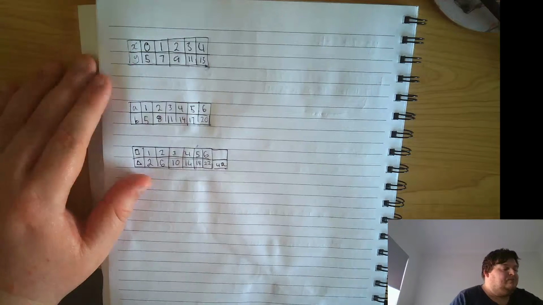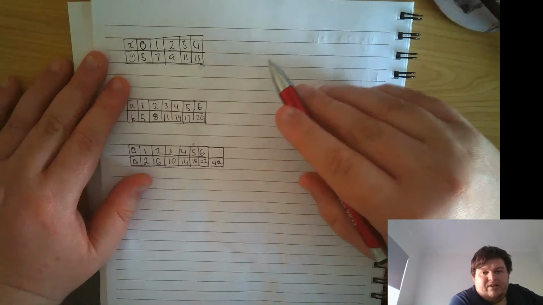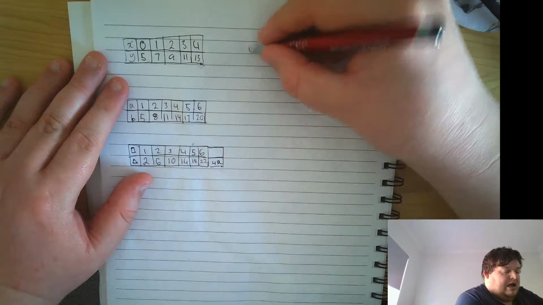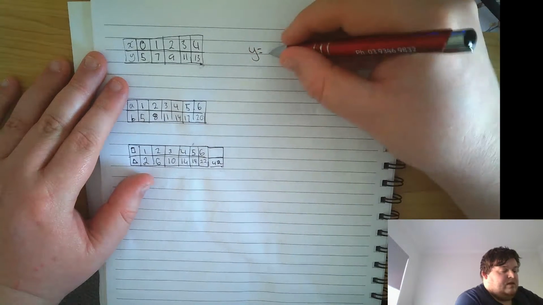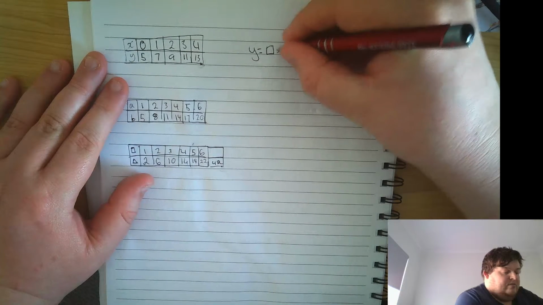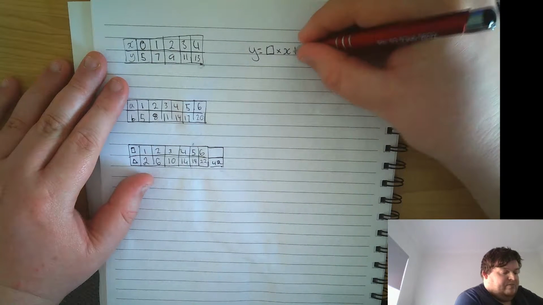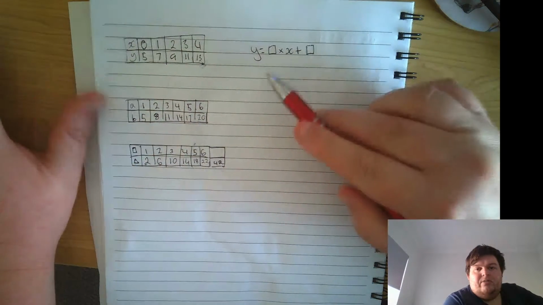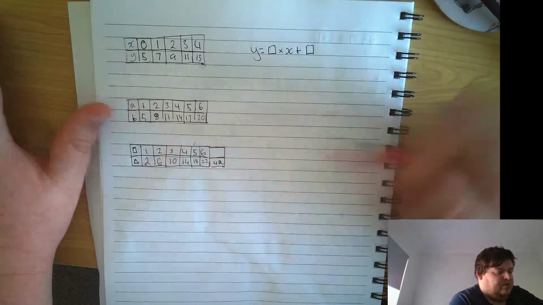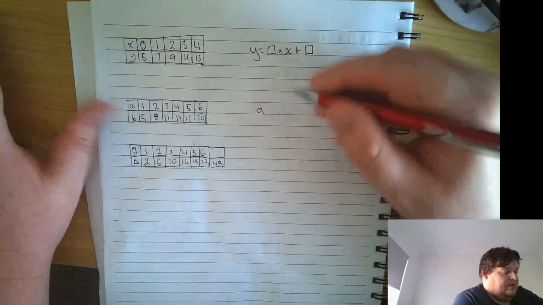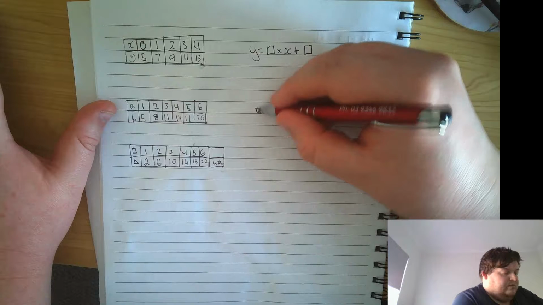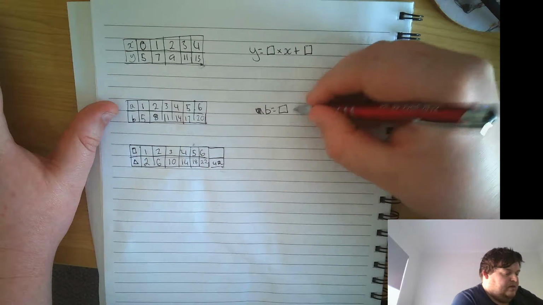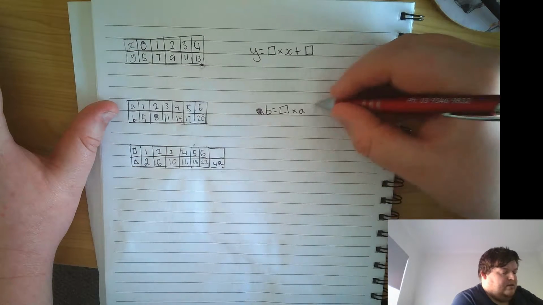All right, so the basic form for an equation is y equals something times x plus something. That's the basic format. Now these letters will change depending on the table of values themselves. So for this one down here, it would be v equals something times a plus something.